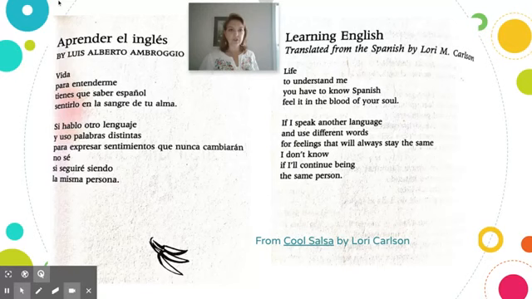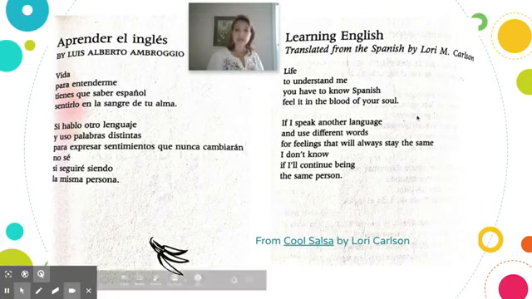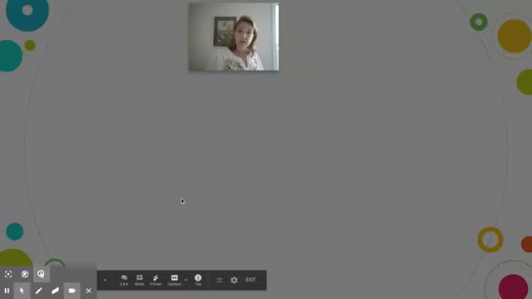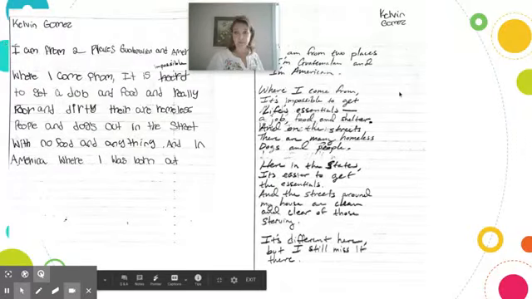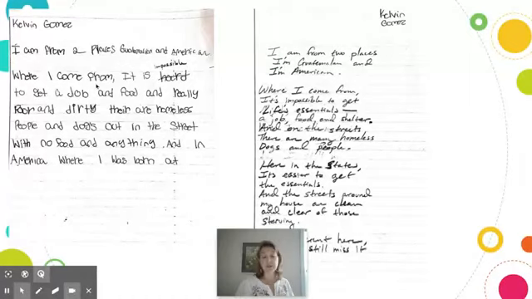So in this case, here are my two examples of that. Here's Kelvin, and his last name is omitted. He's got two. I am from two places, Guatemala and America. He's a very reluctant writer. Where I come from, it is hard. He changed it to impossible to get a job and food, and really poor and dirty. There are homeless people and dogs out in the street with no food and anything. In America, where I was born at.